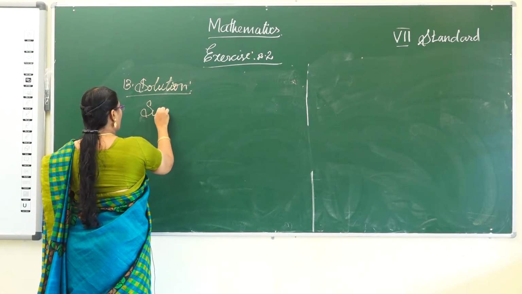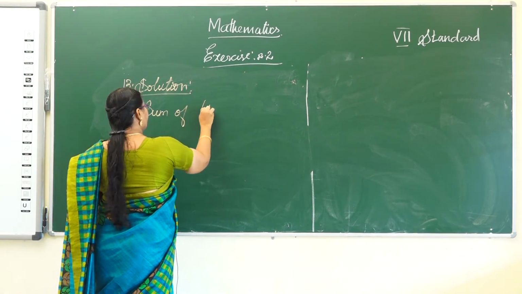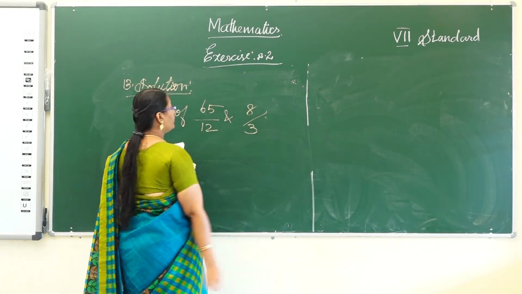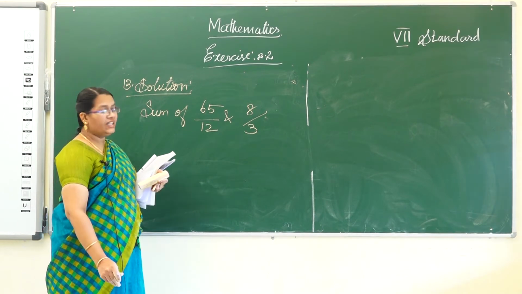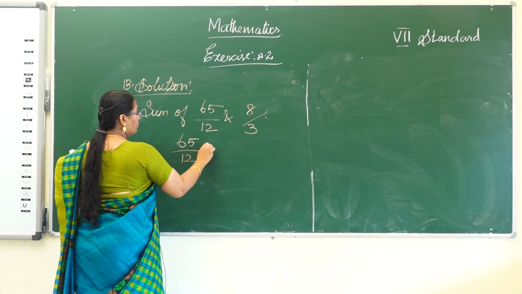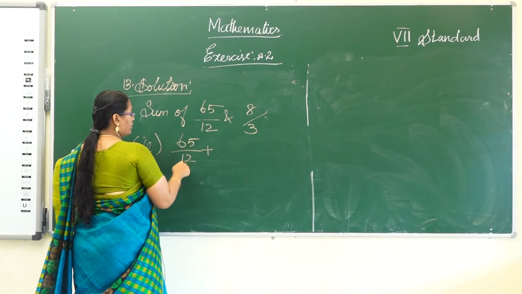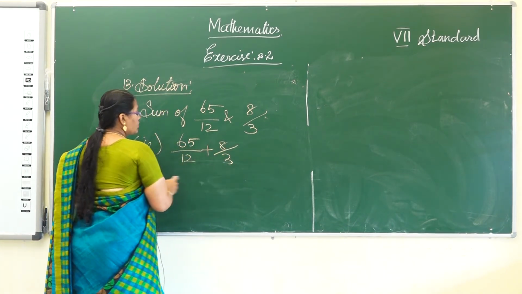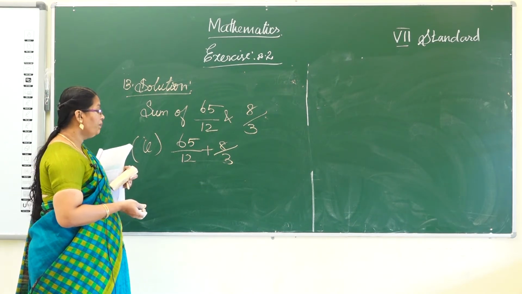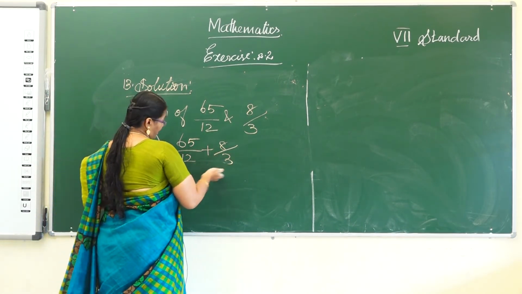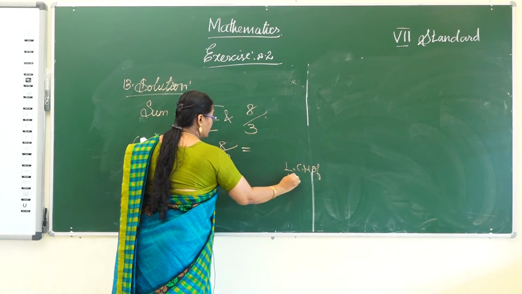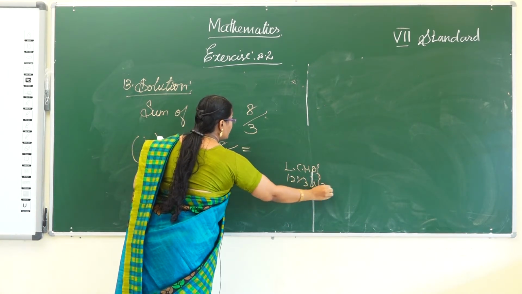So first find out the sum of the values, sum of 65 by 12 and 8 by 3. So what is the meaning? Sum of means add these two fractions. So add 65 by 12 plus 8 by 3. So what is the LCM here? Two different unlike fractions are given, so in this place you should find the LCM. What is the LCM of 12 and 3? 12. Okay, so LCM of 12 and 3 is 12.